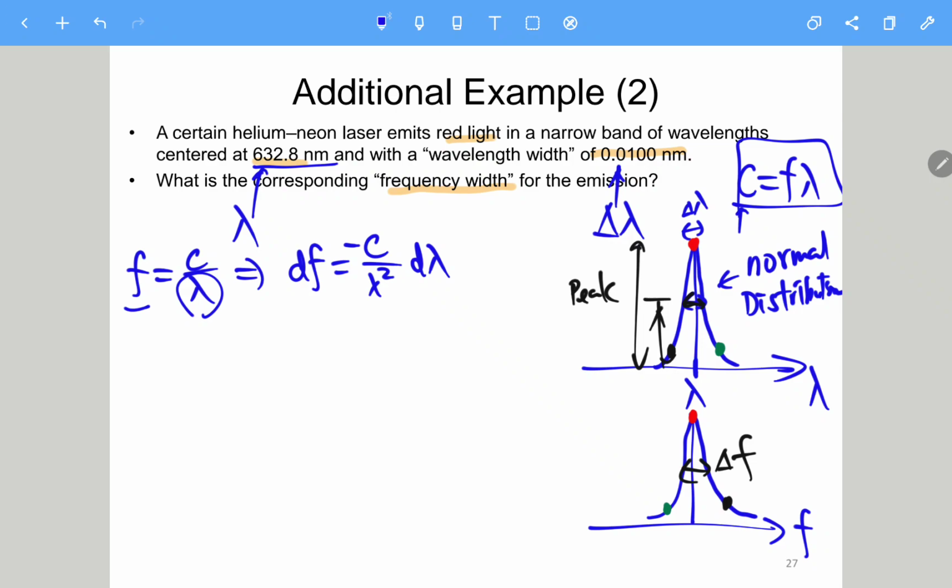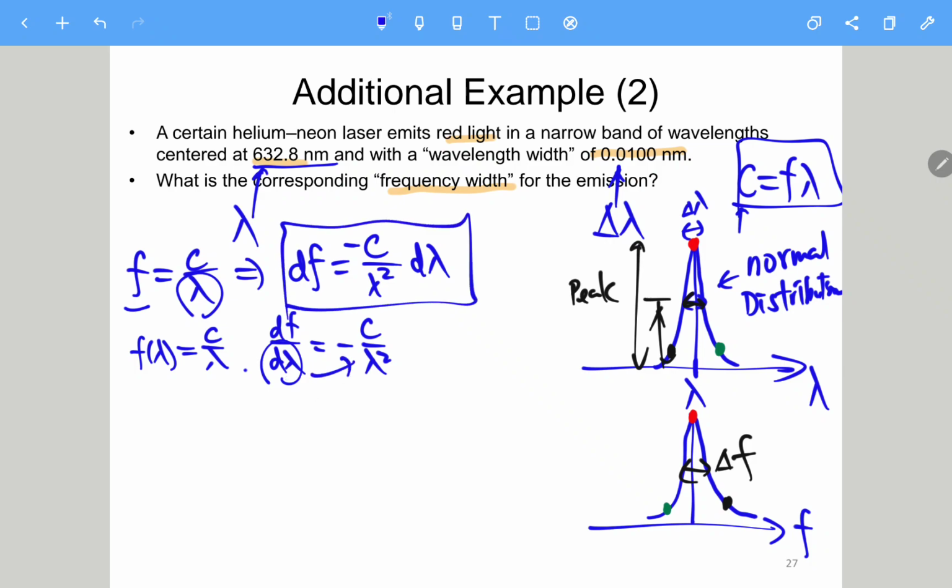Or if you aren't familiar with it, you can just imagine this is something like f of lambda equals c over lambda. So you can take df d lambda to be negative c over lambda squared, and then you just move this one over, and then you will get the same thing. So actually what we really need is this one, because suppose this delta lambda is small or delta f is small, we can just imagine this delta lambda is this d lambda, this delta f is this df.